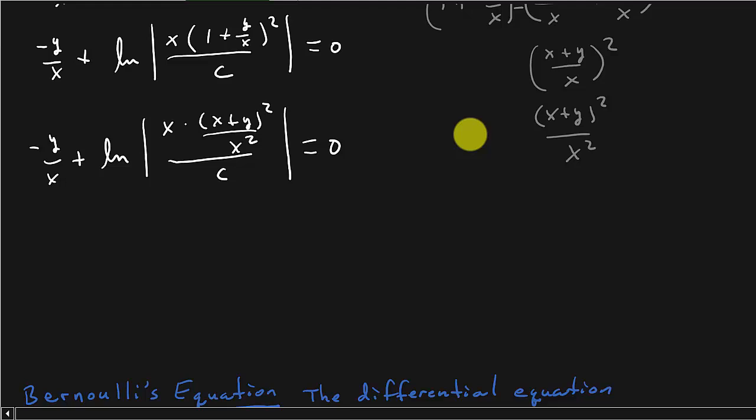All right. And so look what happens here. That and that cancel. I'm left with an x. So I get negative y over x plus natural log absolute value x plus y squared.